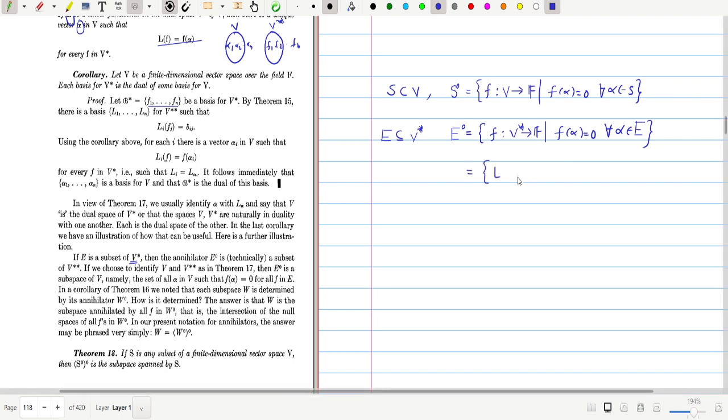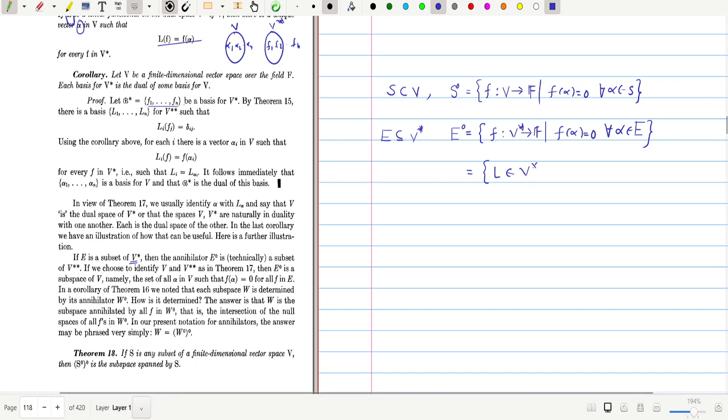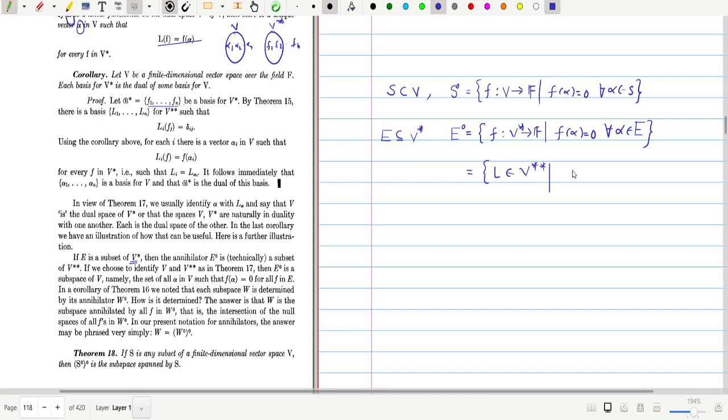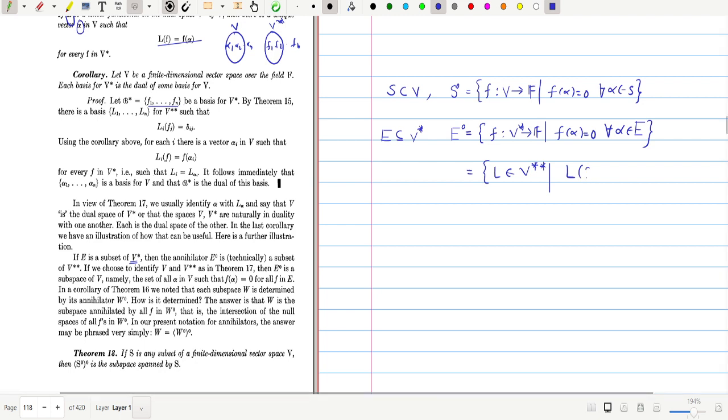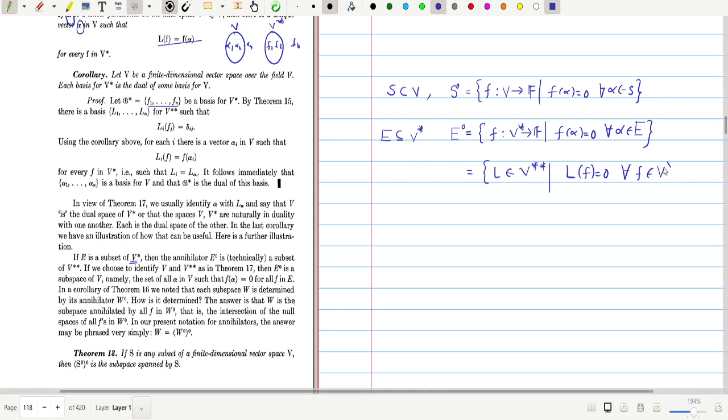That is the set of all L such that L belongs to V double star such that L of F equal to 0 for all F belongs to E. So this is the definition of annihilator in case of V star. Now that means technically this E naught is a subset of V double star. But we have identified V double star and V as the same.